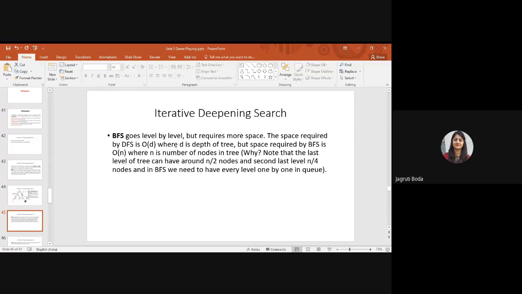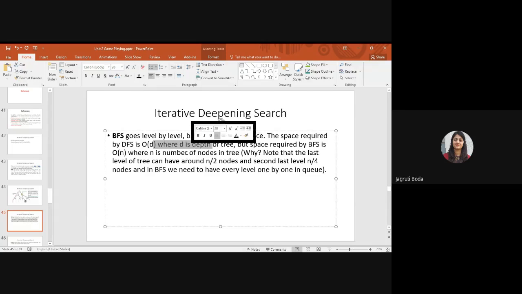Where D is the depth of the tree, but space required by BFS is N, where N is the number of nodes in the tree. Asymptotic notation, you know, right? This is big O. So you can consider your time and space complexity in terms of asymptotic notation. This is your big O, and under D. This is your complexity of BFS.